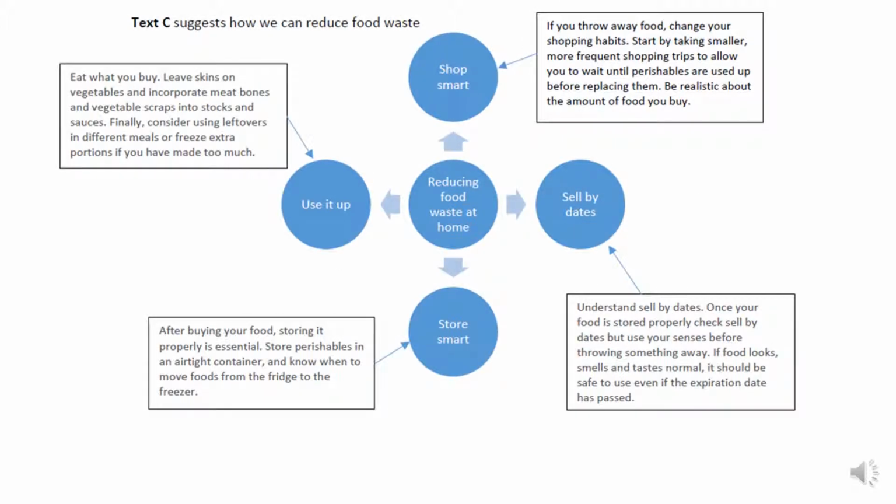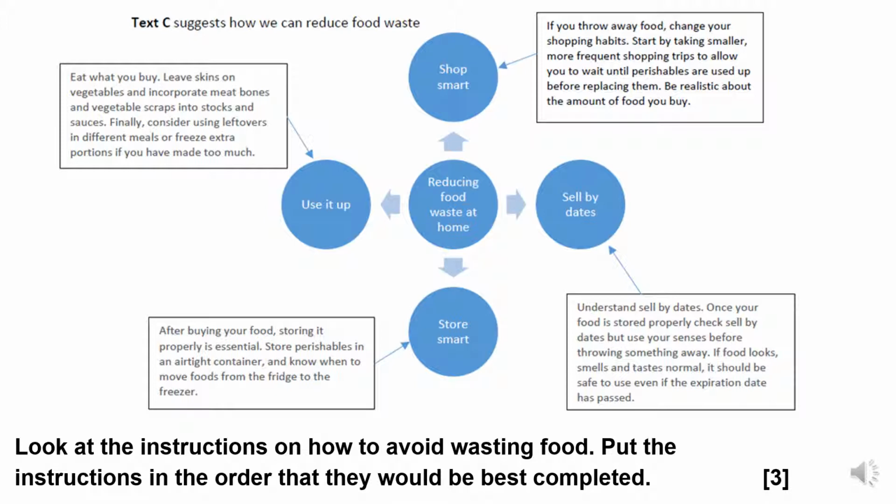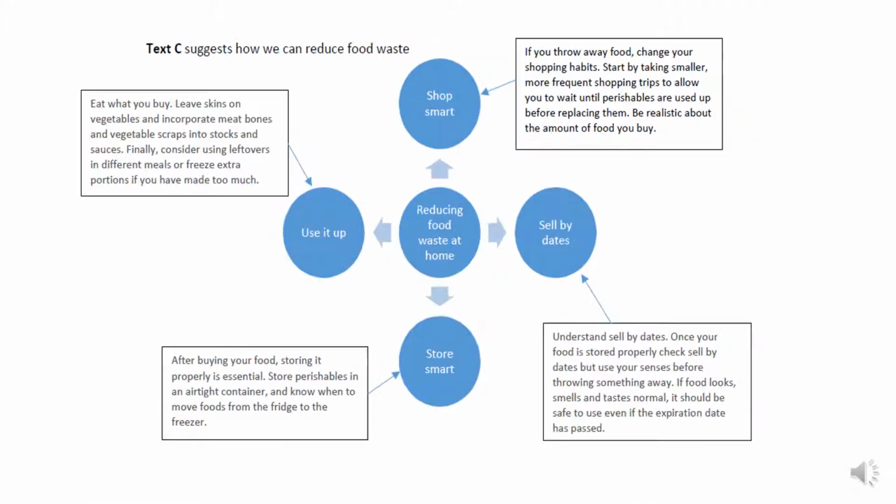For the sequencing task, you'll be presented with a text. In this case, you've got a non-continuous text, which looks at ways in which we can reduce food waste, and you've got 4 steps. The question asks you to look at the instructions on how to avoid wasting food and to put those instructions into the order that they would be best completed. So it's about finding a logical sequence or order.